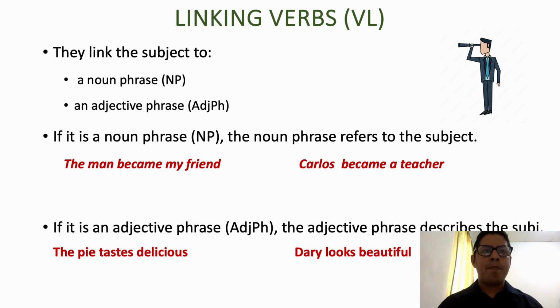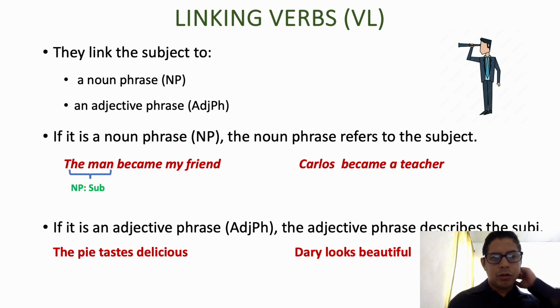It is very important to pay attention to these types and also the verb to be. What I mean is that linking verbs and the verb to be are somehow related, but not completely. I'm gonna tell you why. So linking verbs will be represented by the letters VL, and they link the subject to a noun phrase. So I can give you one example. Here it says the man became my friend.